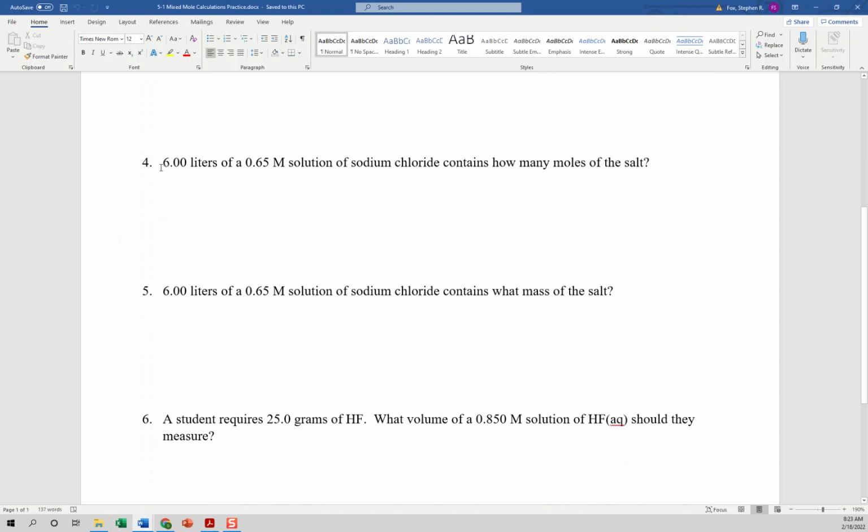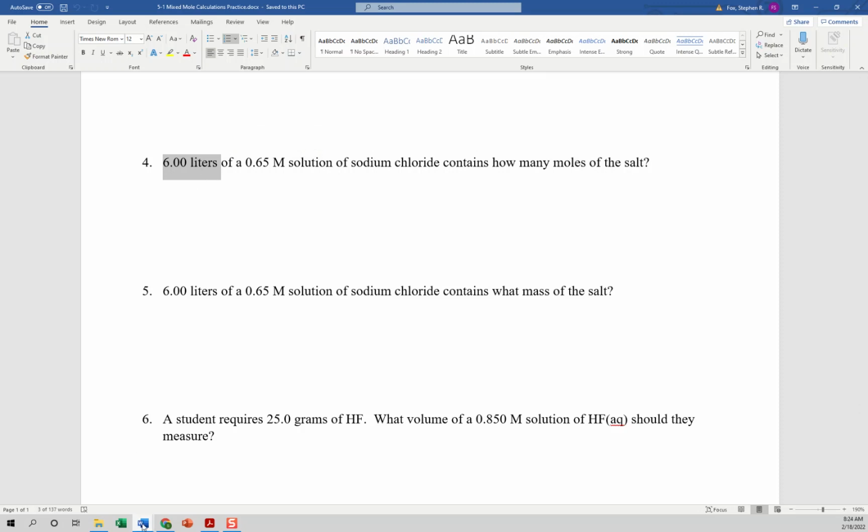All right, so I have 6 liters of a 0.65 capital M, that means molarity, and the way we read that is we have a 0.65 molar solution of sodium chloride. So now we have an aqueous solution, right? We're not looking at the volume of a gas at STP, we're looking at the volume of an aqueous solution. Okay, and we want to know how many moles of the salt. So we want to get to moles, and we have liters of a solution. And that's what we're starting with.